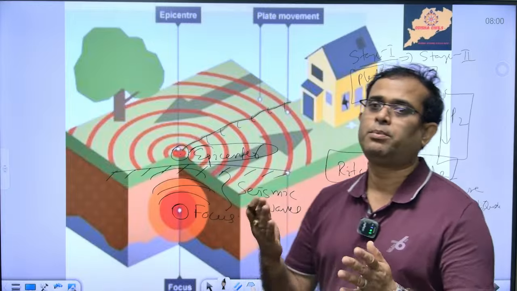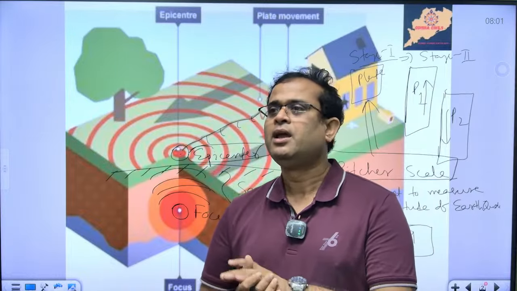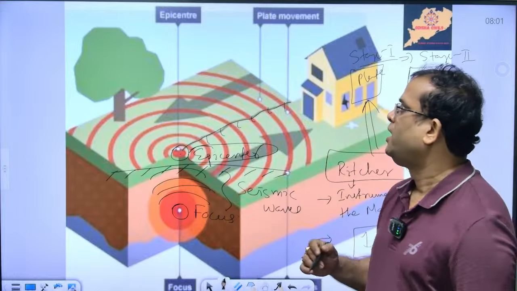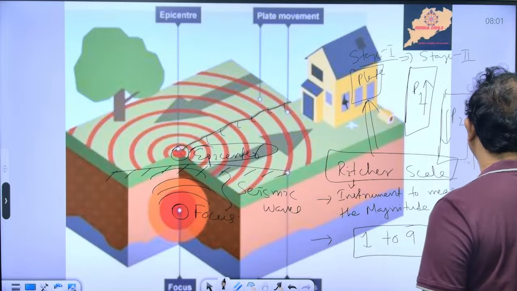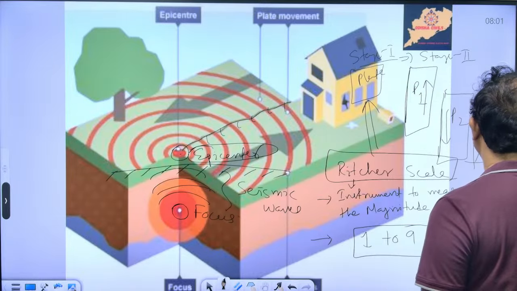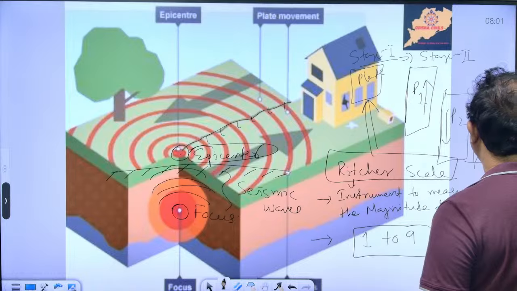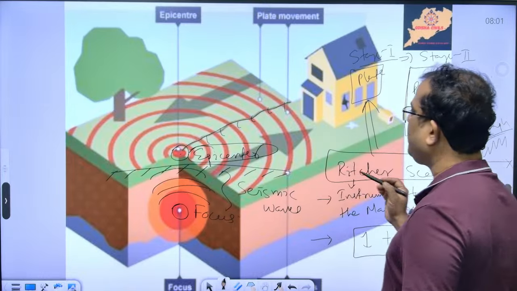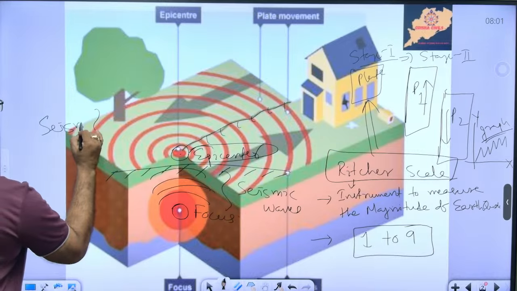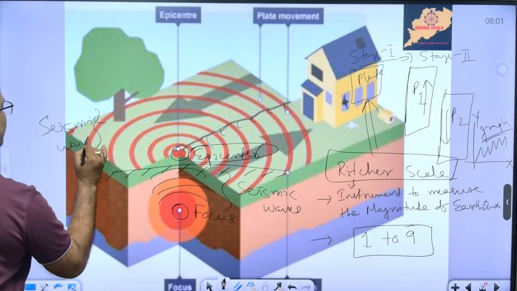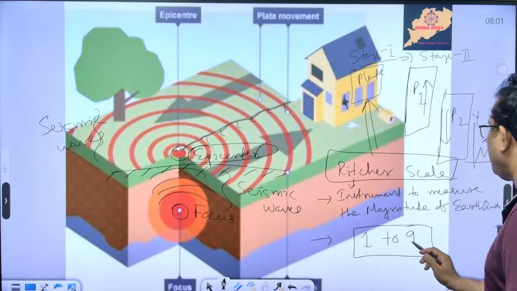The Richter scale is an apparatus or instrument where the magnitude is gauged, measured. If I explain the Richter scale, it is like this: there is a graph, with a y axis and an x axis. These are the seismic graphs, the seismic waves. Where the earthquake strikes at the epicenter, that is measured from 1 to 9.